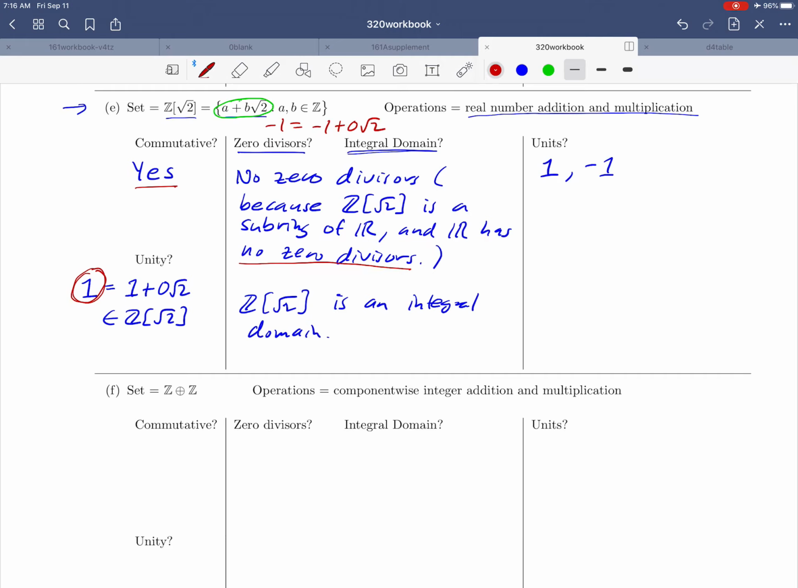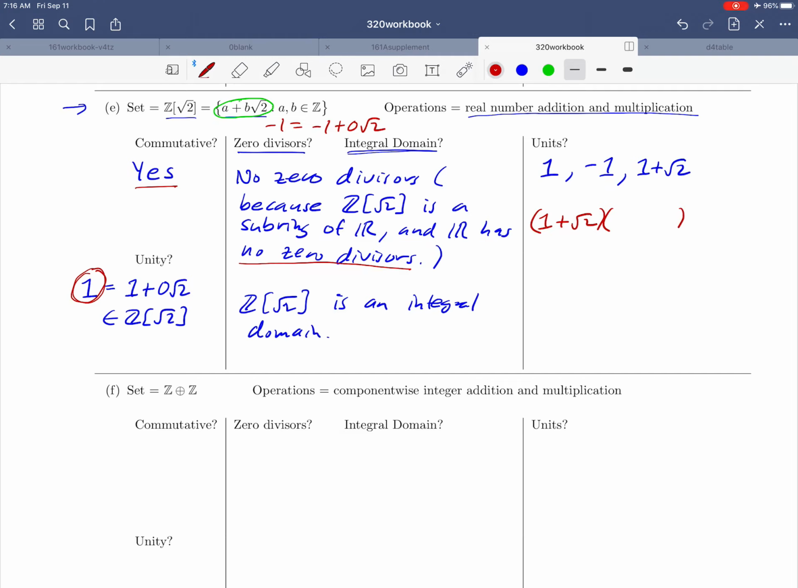What's interesting though is that there are actually other units that you might not expect that live in this ring. So for example, 1 plus the square root of 2 is actually a unit in this ring. Let me see if I can convince you of that. To do that, I would have to demonstrate that we can take 1 plus the square root of 2 and multiply it by something that's in our ring that would give us the unity element back.